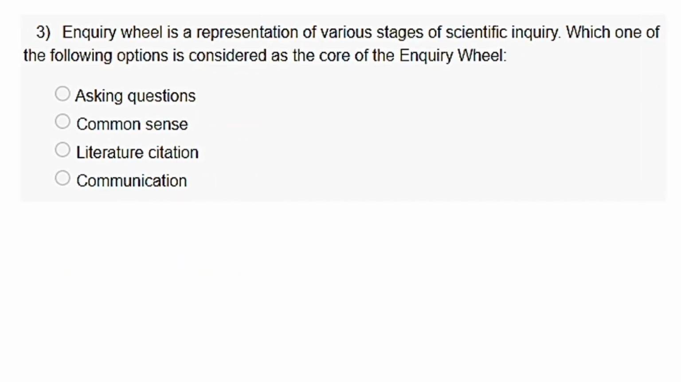Inquiry wheel is a representation of various stages of scientific inquiry. Which one of the following options is considered as the core of the inquiry wheel? Asking questions. Okay, anyone? Yeah, it's definitely asking questions. Inquiry basically means asking questions. So when it represents the various stages of scientific inquiry, the first thing that you should do, apart from literature review, is asking questions. Why does this happen?